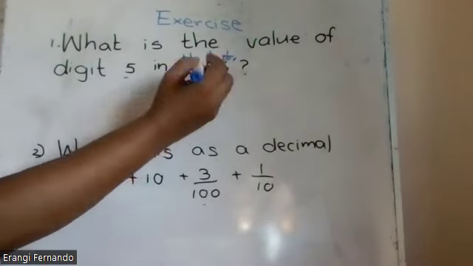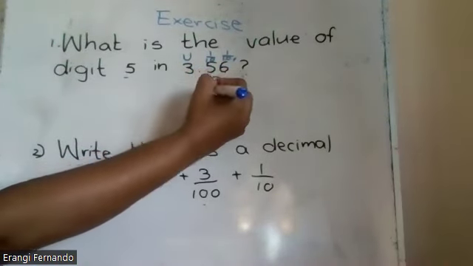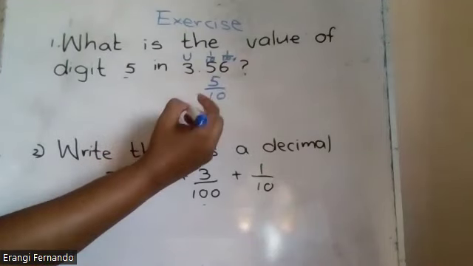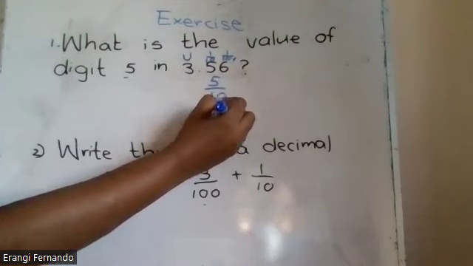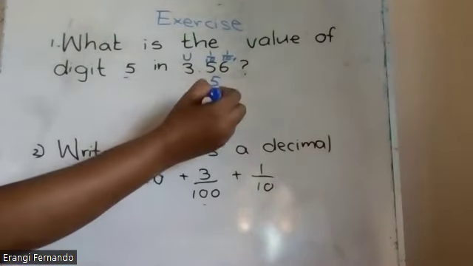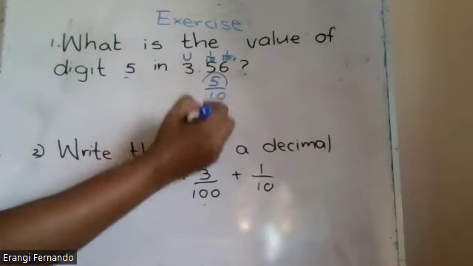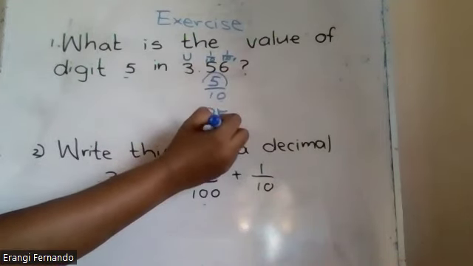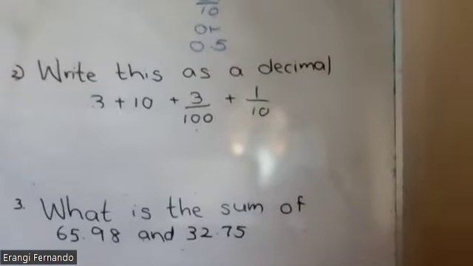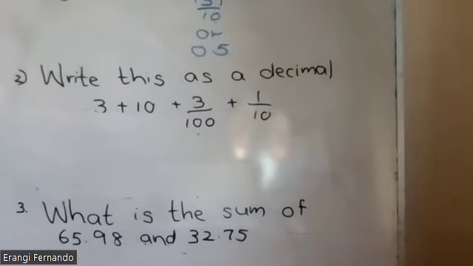Okay, so you can write 5/10. You can write this one as a fraction form, or you can convert this one as a decimal. So 5/10, when you convert as a decimal, means one decimal place to the left, 0.5. Both ways you can give the answer. Okay, the next question. Write this as a decimal.